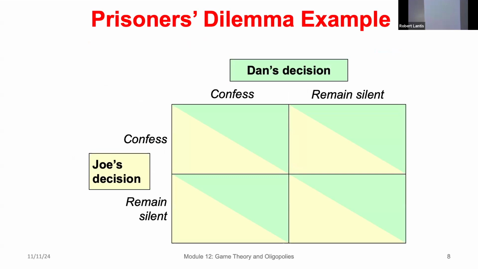So here we could think about how we can depict this in a normal form game. If Joe and Dan both confess, we said they would both get, oh, sorry.